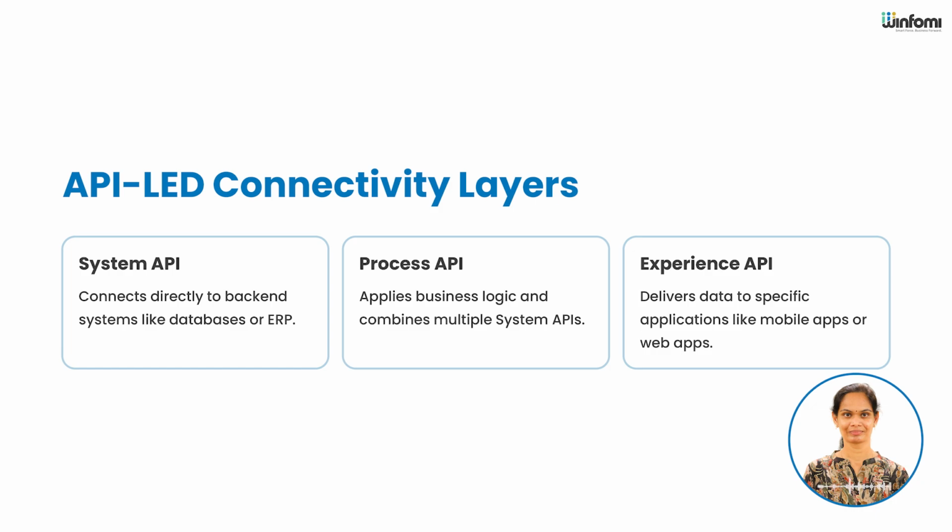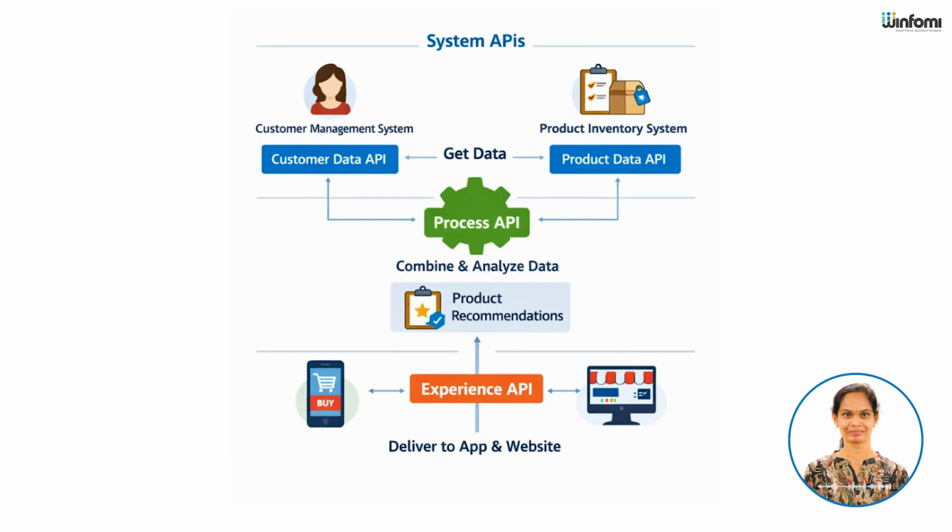Let's see an example of how API-led connectivity organizes these three layers: the system layer, process layer, and experience layer. For example, in an e-commerce system, customer information might be stored in one system called the customer management system. Product details like price, stock, and description might be stored in another system called the product inventory system. First, system APIs connect these systems and safely expose their data. One system API provides customer data and another system API provides product data.